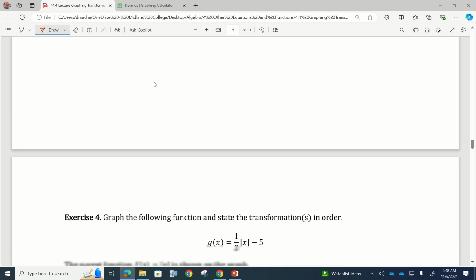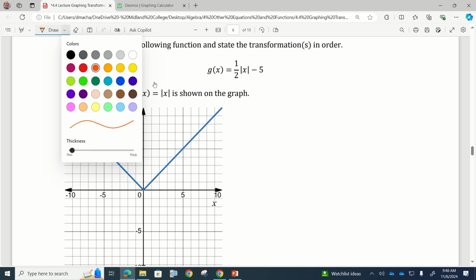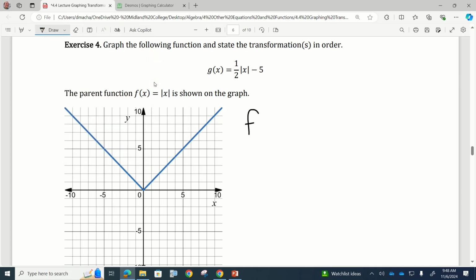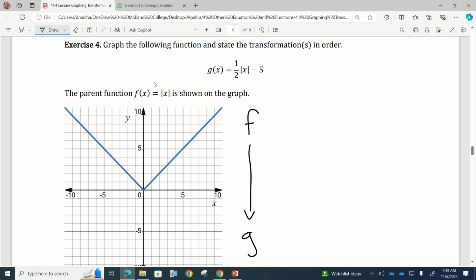New example. Again, I'm going to try to go from my f function to my g function. This time my f function is the absolute value function, and my g function is 1/2 times absolute value of x, minus 5. So as I'm thinking about the transformations taking place here, I see 2 things that are different. One thing is I'm multiplying by half, and the next thing is I'm subtracting 5.